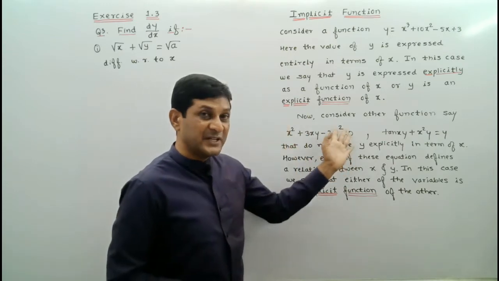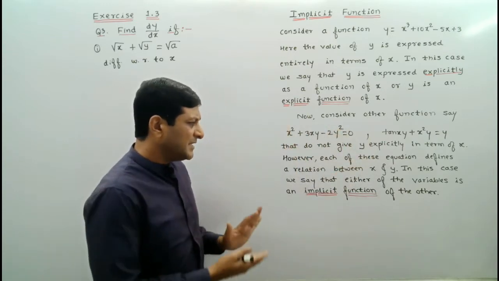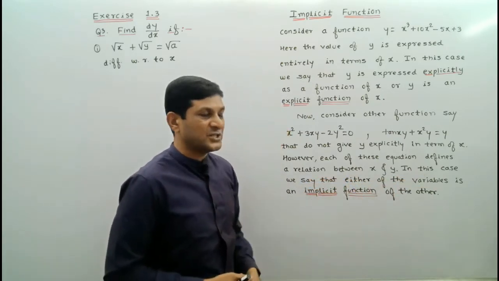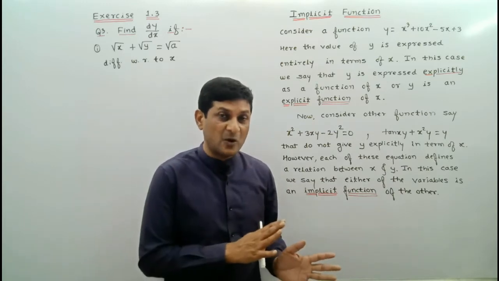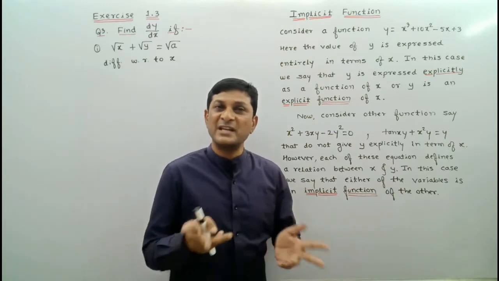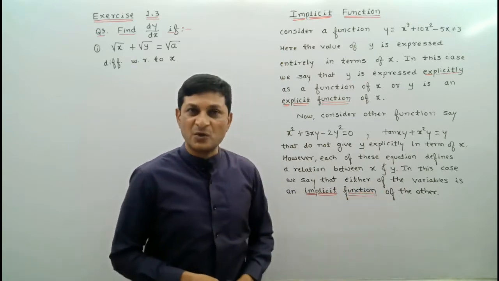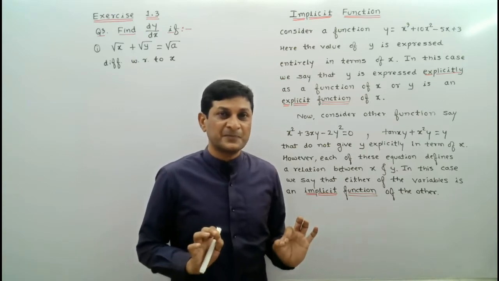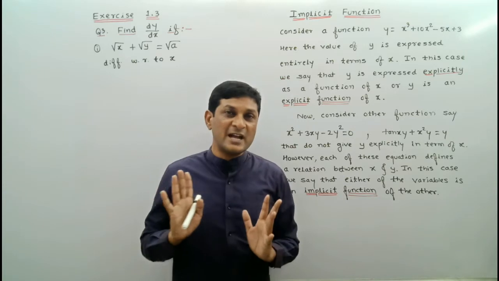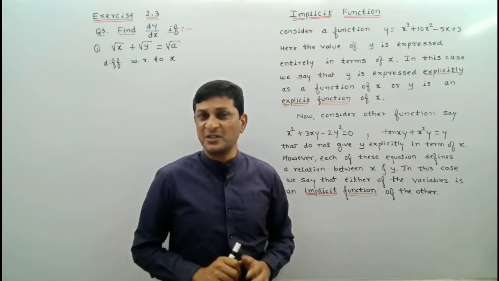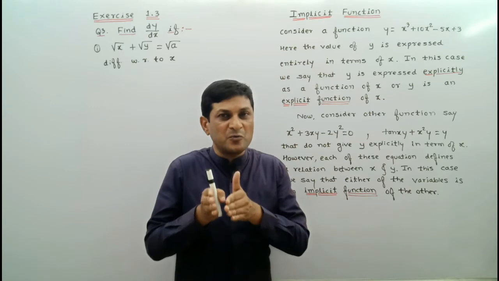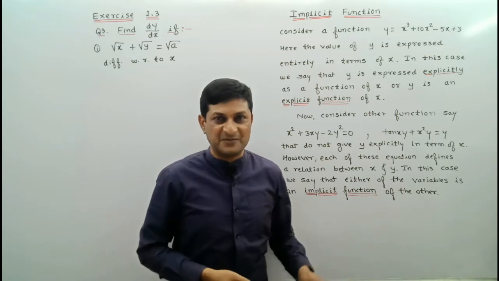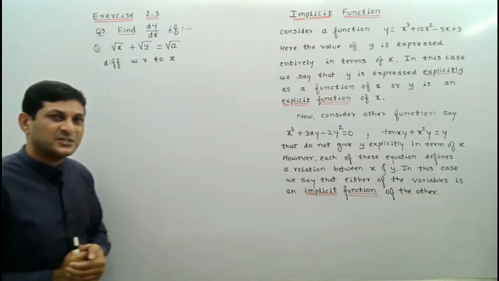Means these functions define a relation between x and y. In such cases we can say that either of the variables is an implicit function of each other, and such functions are called as what? Implicit function. Means both the variables are implicit function of each other, or in other words we can say that such functions are called as implicit function. And we are discussing here differentiation of implicit function. Means simply you have to remember that when value of y is not entirely expressed in terms of x, at that time function is what? Implicit function.